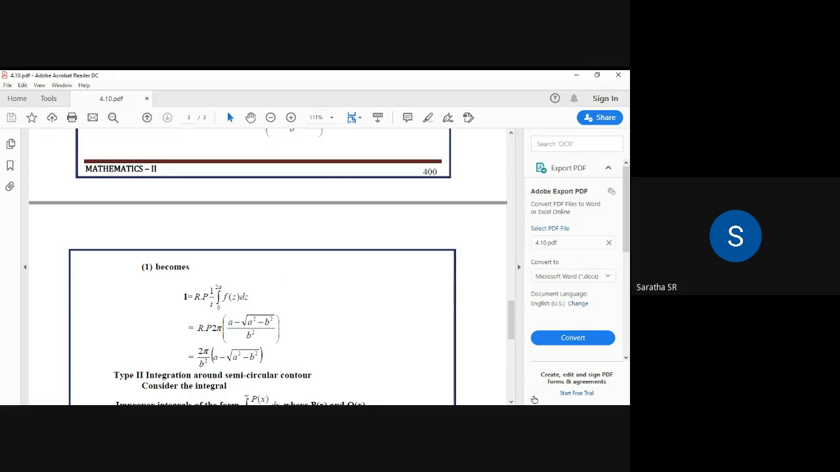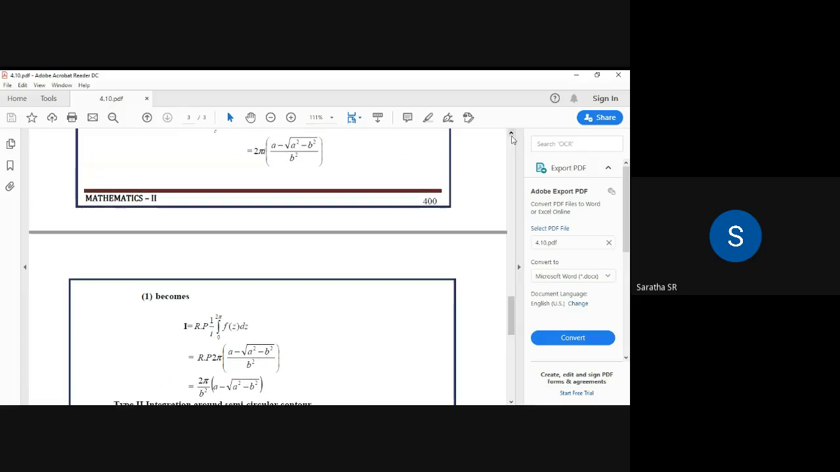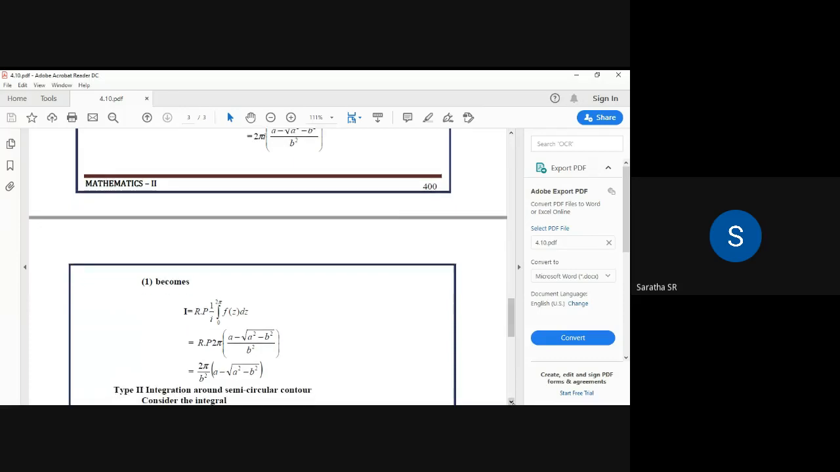That's it. If you have a doubt, please ask. I will give an assignment today based on this topic: 2 more problems based on this. You will try, because this is a very important topic. In the same way, we will do type 2 and type 3.